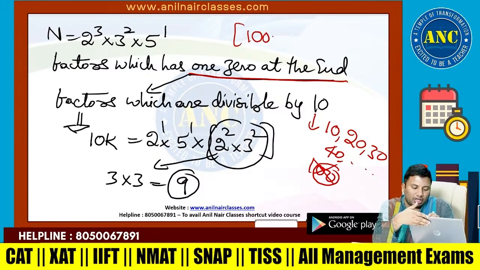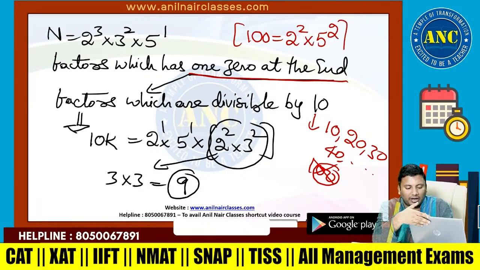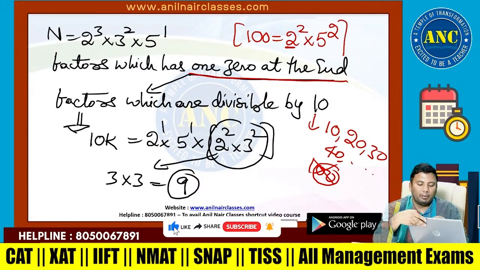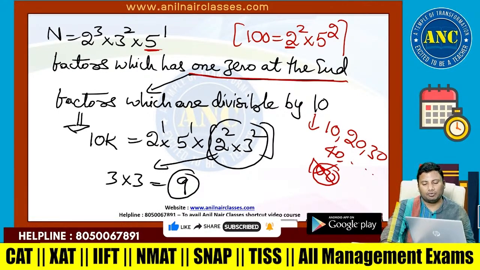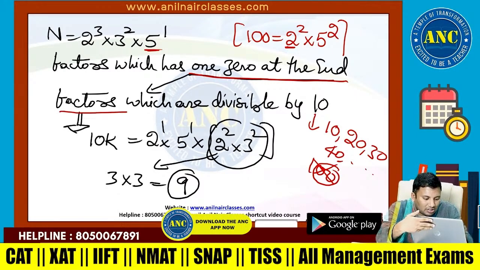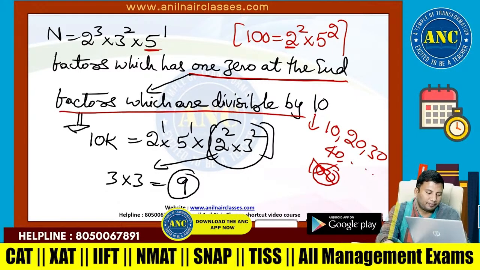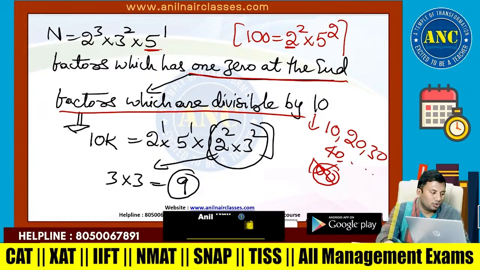100 is nothing but 2 square into 5 square. The minimum power of 2 should be 2, and the minimum power of 5 is 2. But the minimum power of 5 is 1, so 100 cannot come into this picture. So the factors which are divisible by 10 is 3 into 3, 9.